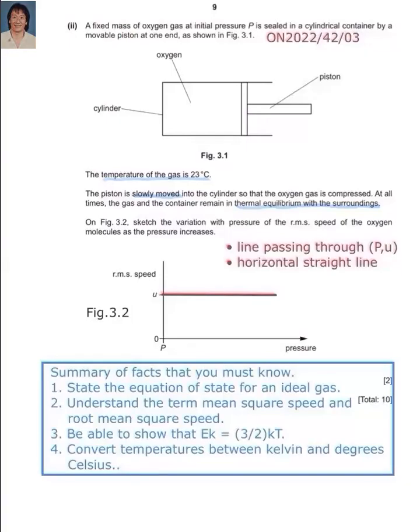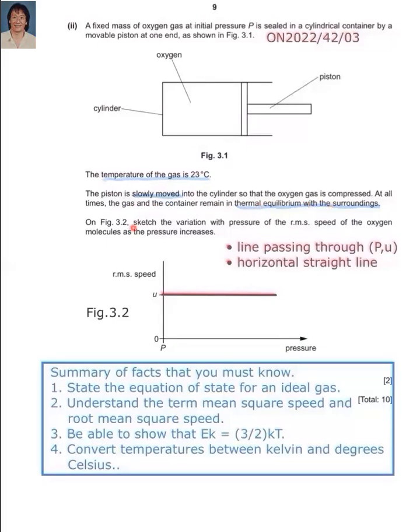For part 2, a fixed mass of oxygen gas at initial pressure p is sealed in a cylindrical container by a movable piston at one end, as shown in figure 3.1. This is a diagram for 3.1. The temperature of the gas is 23 degrees Celsius. The piston is slowly moved into the cylinder so that the oxygen gas is compressed. At all times, the oxygen gas and the container remain in thermal equilibrium with the surroundings.